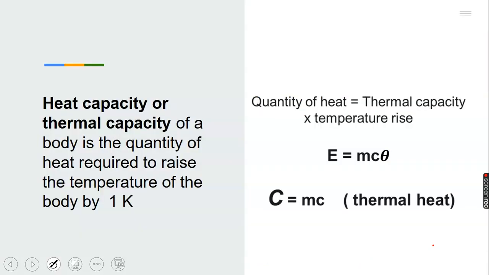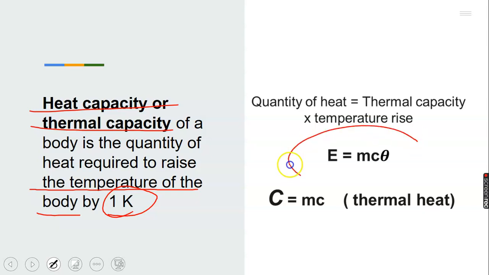Now, look at heat capacity or thermal capacity of a body. It is the quantity of heat required to raise the temperature of the body by 1 Kelvin. You can see we are talking about the entire mass now and not just 1 kilogram.